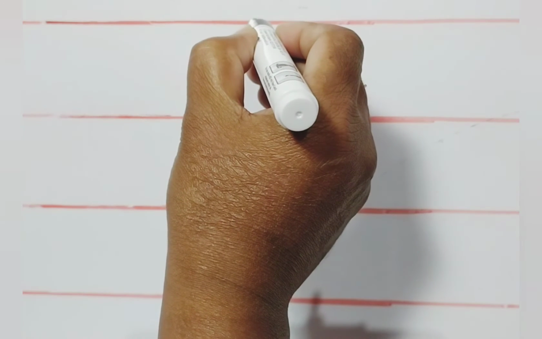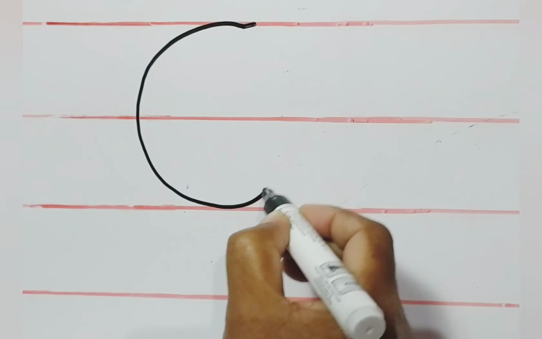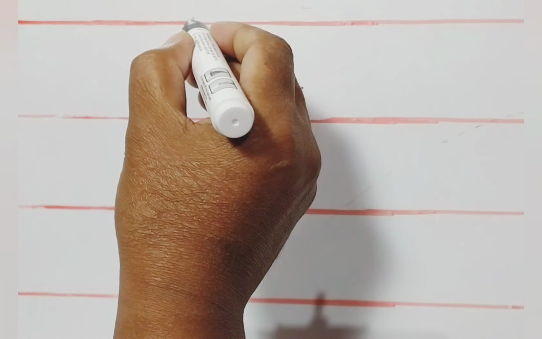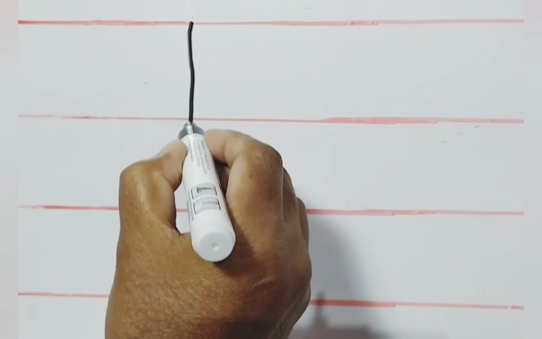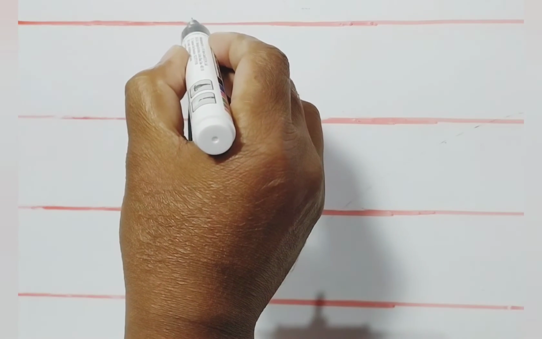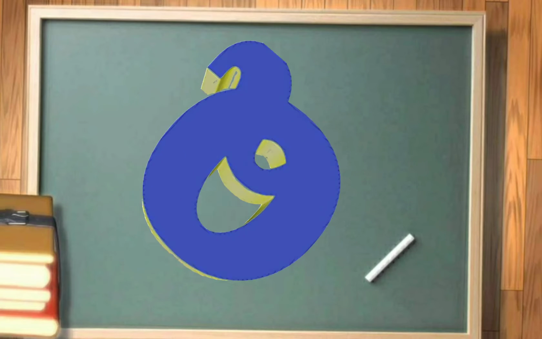Start from the top and make a big circle to the left. This letter is O. Next letter P. Start from the top and draw a standing line down. Go again to the top and draw a curve up to the middle. This letter is P. Next letter Q.